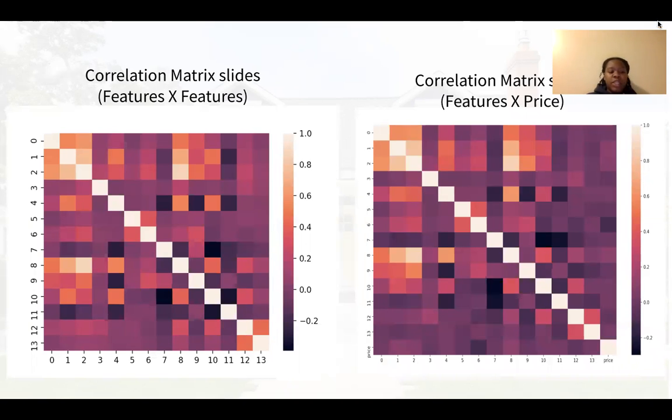Here are the correlation matrices used. On the left it is representing how the variables are correlated to one another and related. And on the right, it shows the relationship between the features and the labels, which are price.